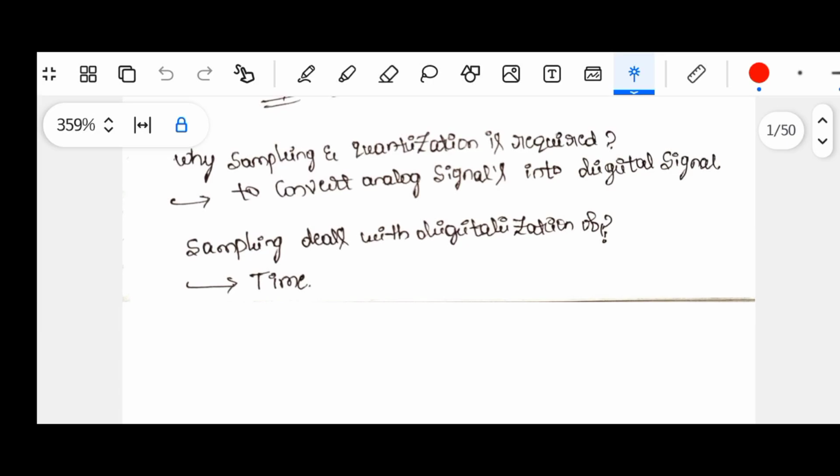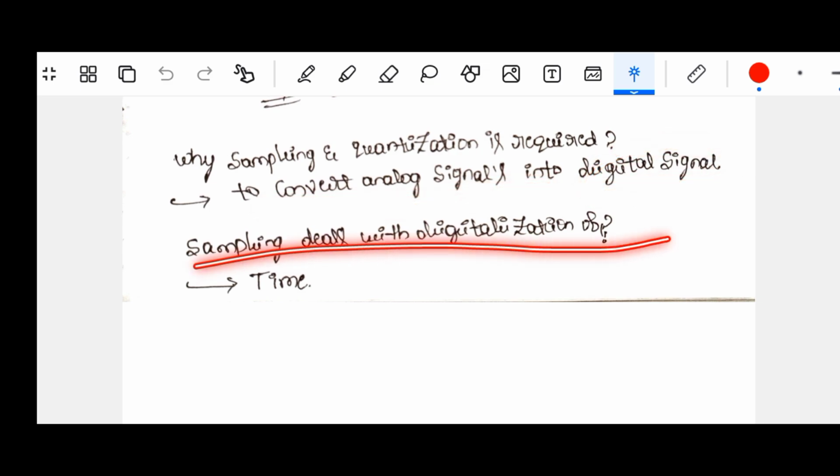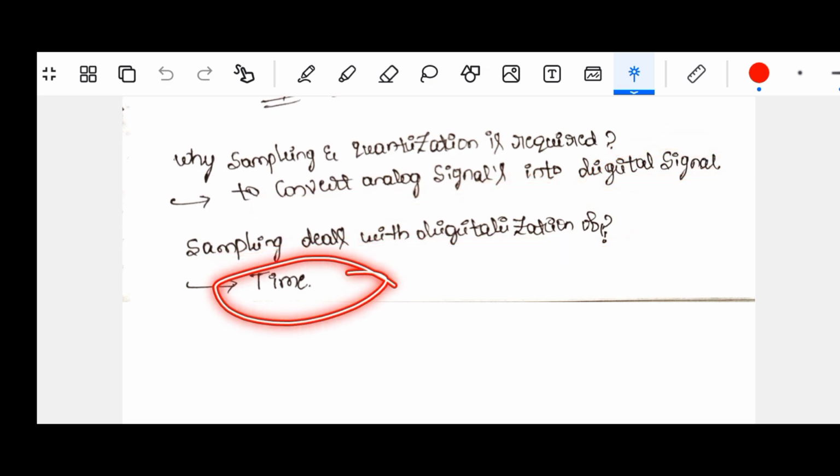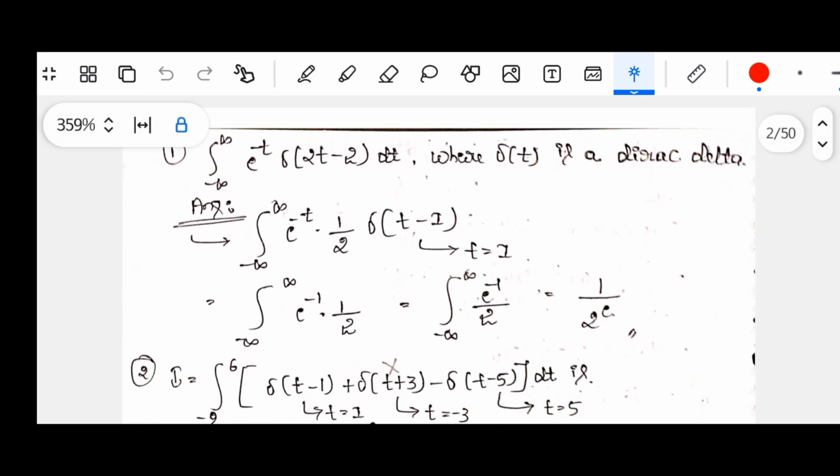Why is sampling and quantization required? To convert analog signals into digital signals, sampling deals with the study of the time axis. Let's solve some questions. First one, let's see this question.